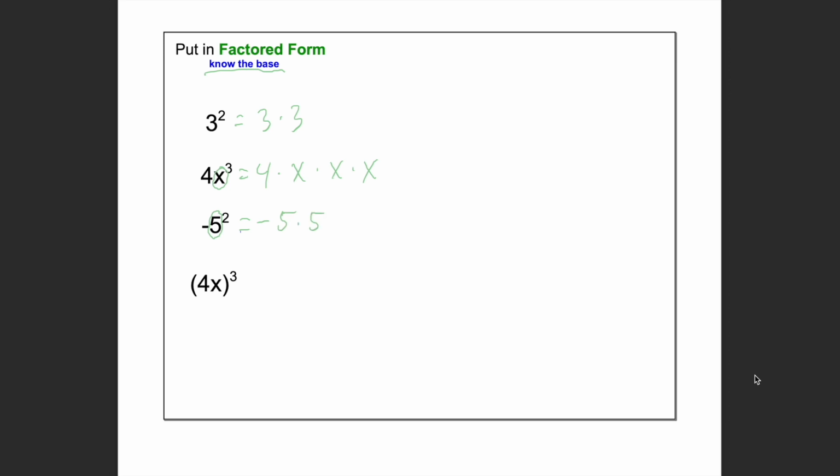And then the last one, this time the entire thing is being raised to the third power. So we have 4x times 4x times 4x. Because 4x is being raised to the third power, so we have 4x 3 times.